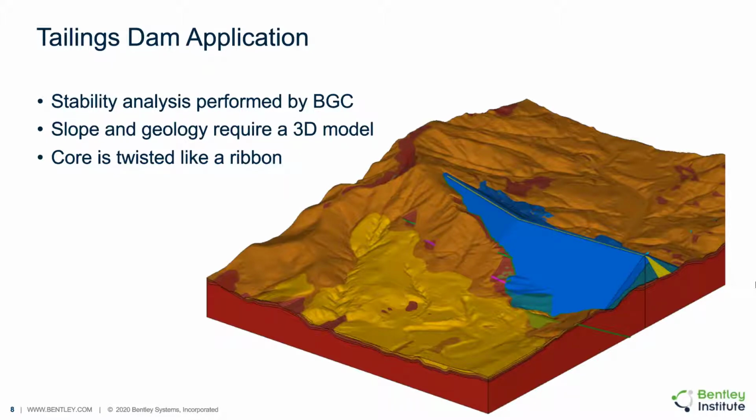This example shows an analysis of a tailings dam with stability analysis performed by BGC. The slope and geology required a 3D model to properly analyze. The core is twisted like a ribbon and represents an impossibility to model with a layer cake approach.